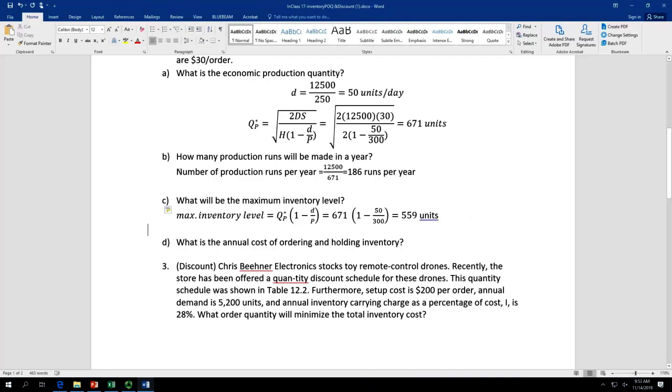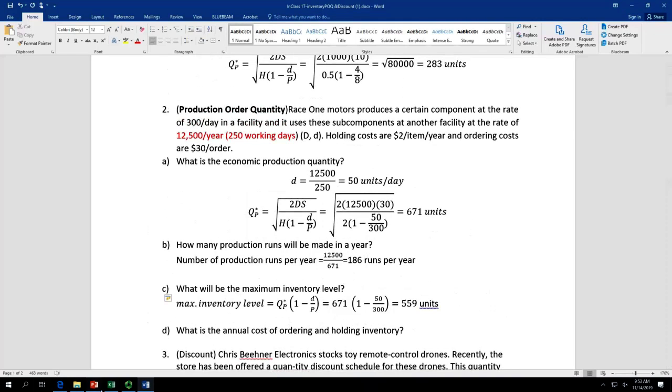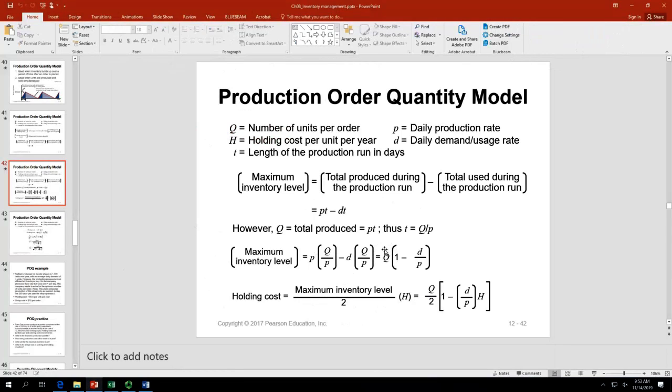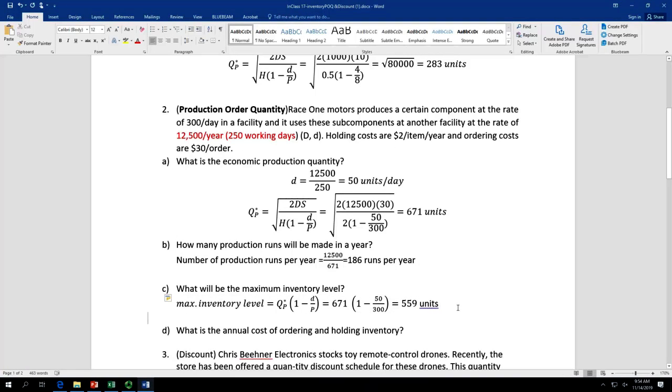And this question asks us to go back to look at your derivation process. How do you derive this? How do you figure out this production order quantity model? In this model, we need to define what is the maximum inventory level. This maximum inventory level, using Q, D and P, can be figured out by using this. So this question asks us to review what the maximum inventory level is when you try to figure out this formula.